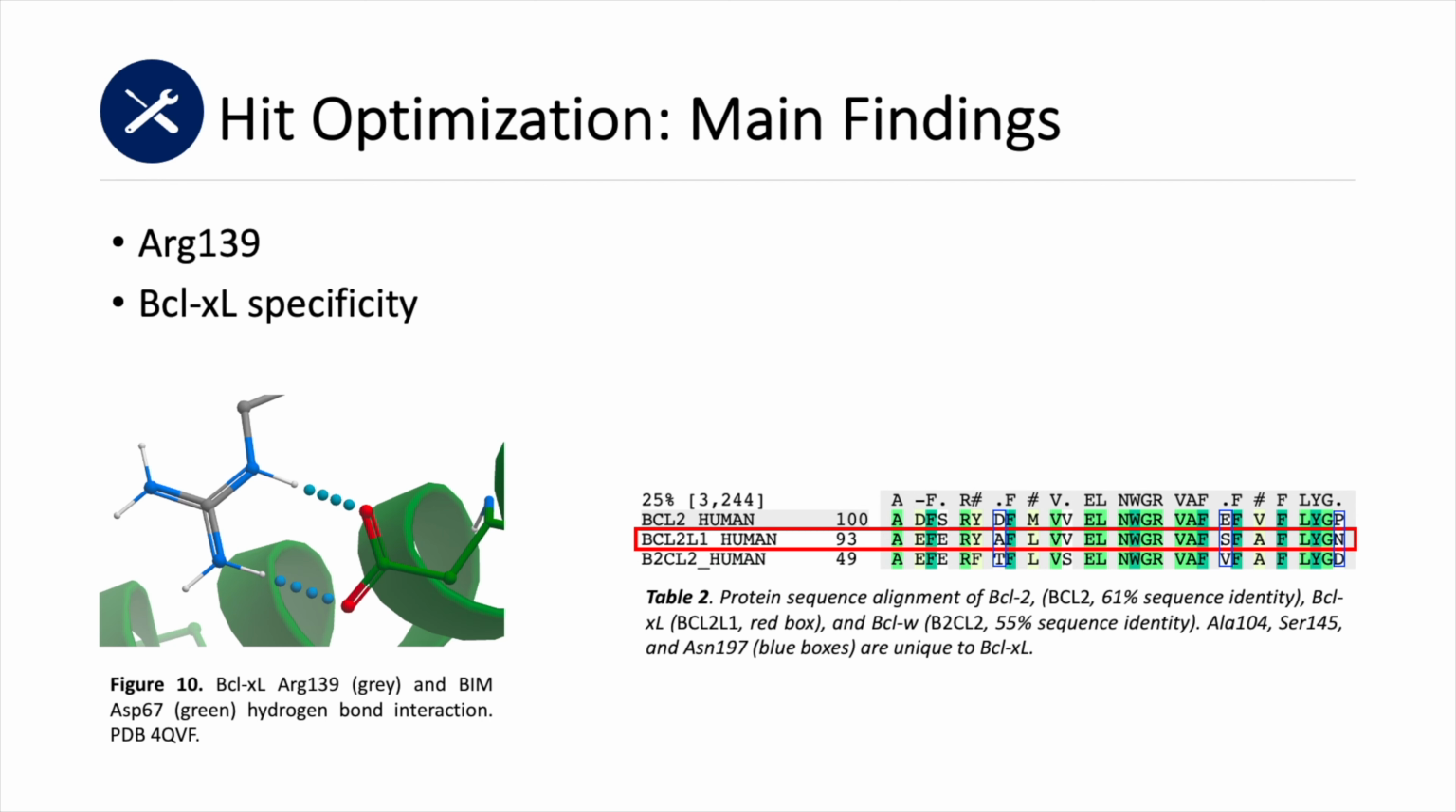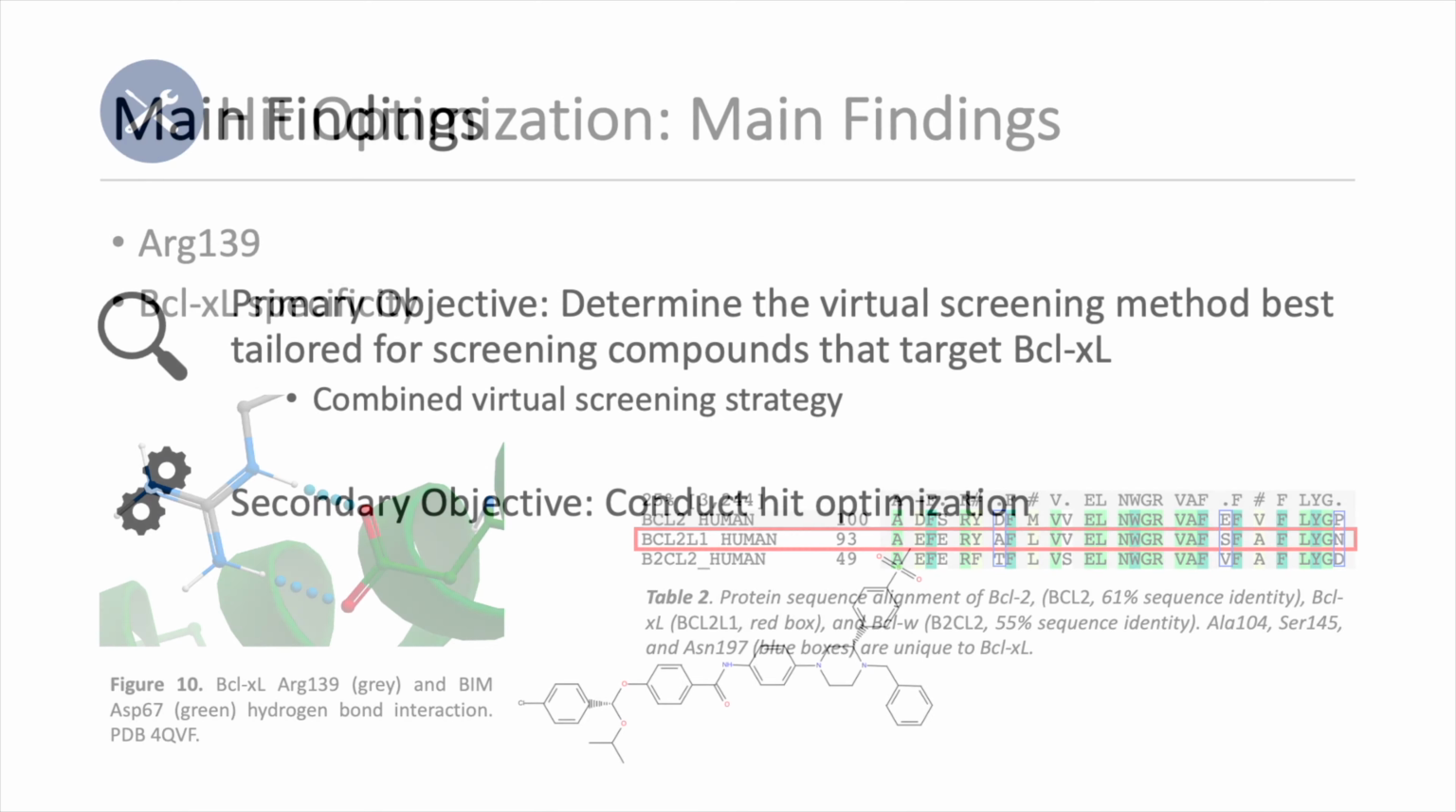Table 2 illustrates protein sequence alignment of anti-apoptotic proteins Bcl2 and Bcl-W, which have high sequence identity with Bcl-xL. The residues highlighted in the blue box, alanine 104, serine 145, and asparagine 197, are unique to Bcl-xL. These residues may be exploited to achieve Bcl-xL binding specificity in future studies.